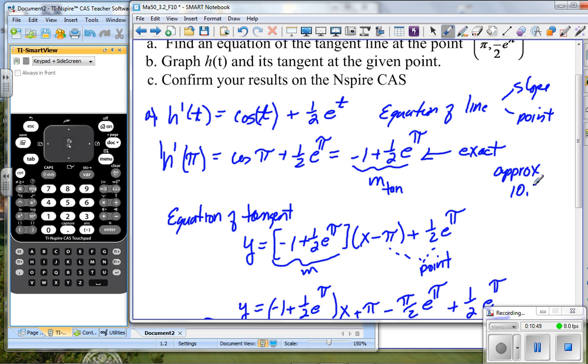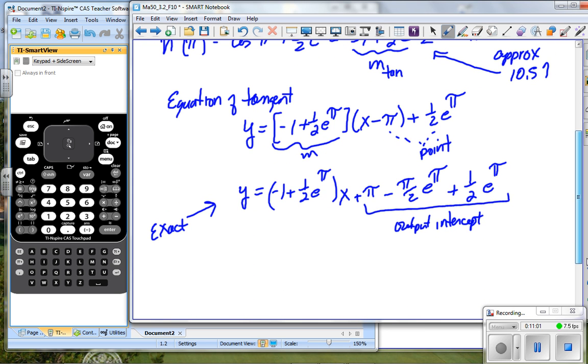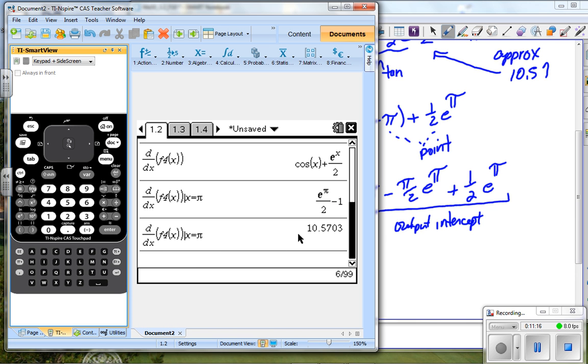So we can put that in now. Approximate 10.57. Okay. We want the equation of a line. Now, let's think about how we can use our Inspire to help us here. The slope is here. Okay, so this is our slope. And our slope is the derivative at the point pi. Well, this is what we have here. So if we go up here and pick up this value times x.